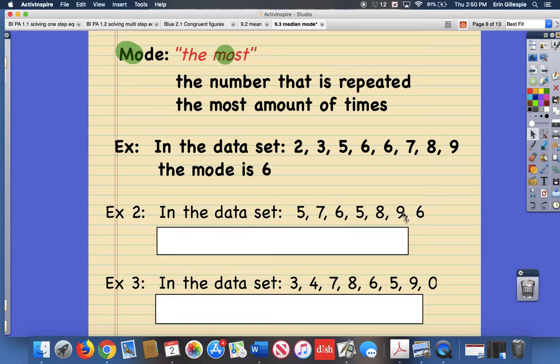Take a look at this data set. I didn't put it in order from least to greatest for you, so you may want to do that, or you may just want to scan over it and see if you can figure it out. I'll give you a second to take a look at it.